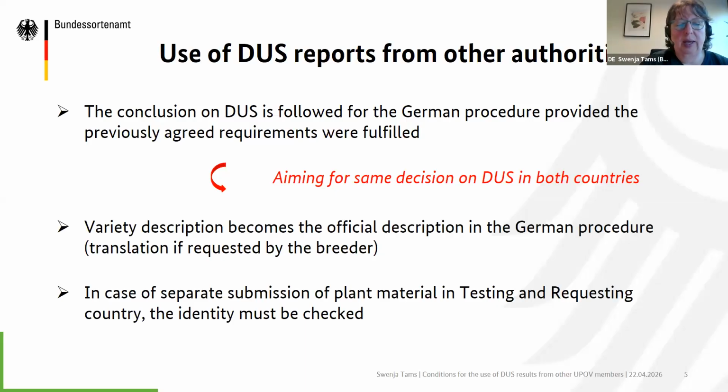So in case of a separate submission of plant material to the testing and the requesting authority, the identity has to be checked and it has to be clarified how we do that. Whether we send a subsample to the testing authority to be sure that our standard sample is the same as the sample on which the DUS results and the variety description are based, or we request a subsample from the testing authority to check it on our own side by side. It's important that the report and the material really belong together.